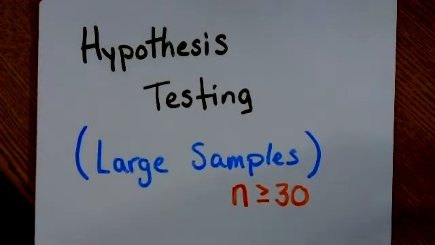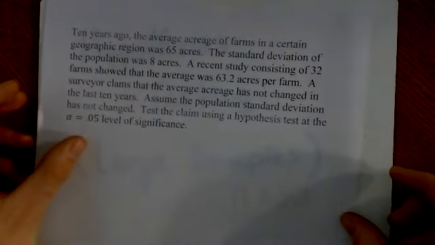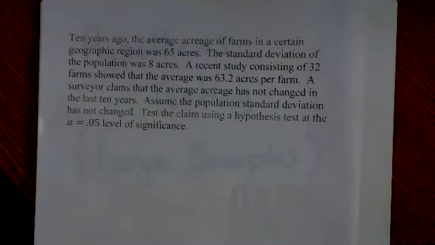So the first problem we're going to look at looks something like this. It says 10 years ago, the average acreage of farms in a certain geographic region was 65. The standard deviation of the population was 8. And a recent study consisting of 32 farms showed that the average was 63.2 acres per farm. They gave us a level of significance of 5% and want us to test the claim.